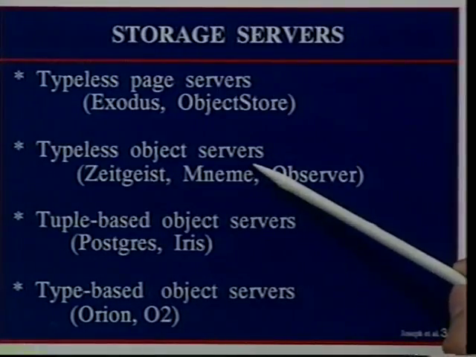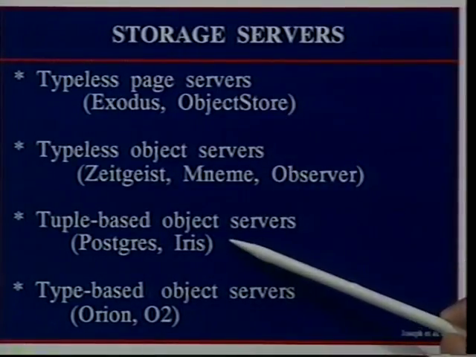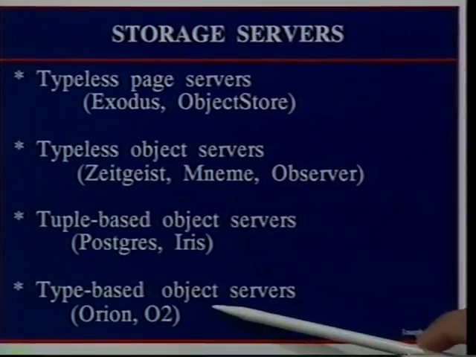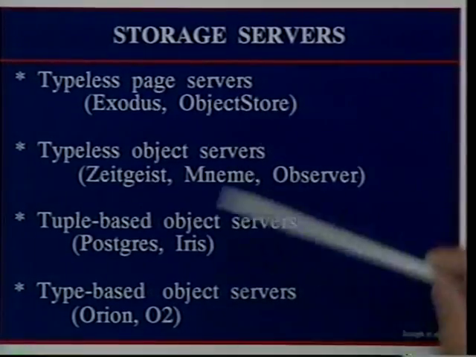So, we can really divide the kind of storage servers that are available in the market into four types. The first type is called typeless page server. The second type is typeless object servers. The third one is tuple based object servers, and the fourth one is type based object servers. So, what is the difference between these four?